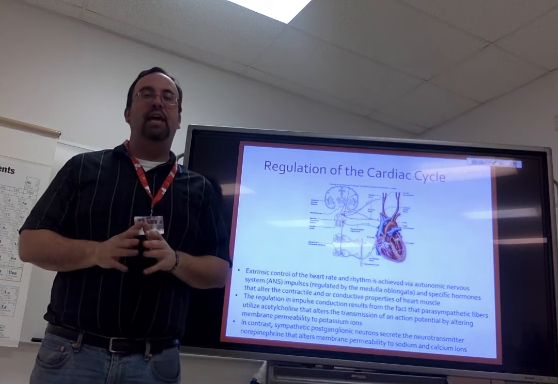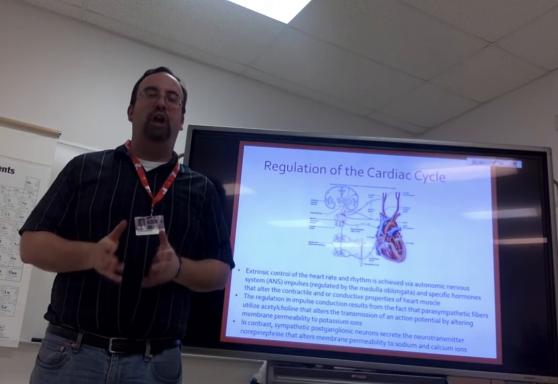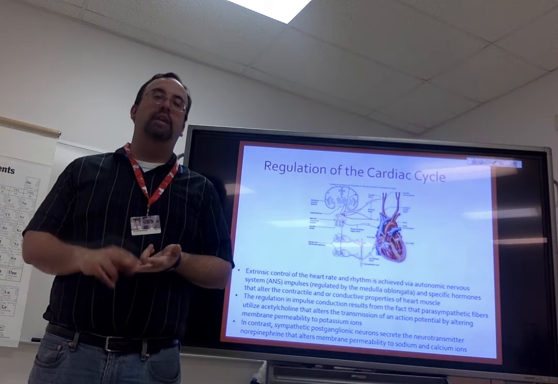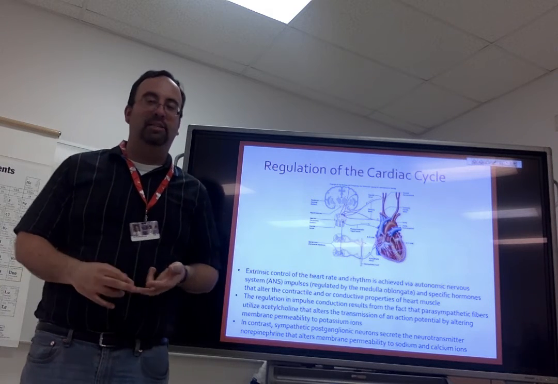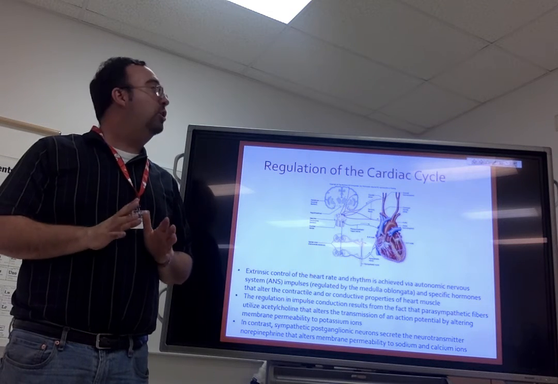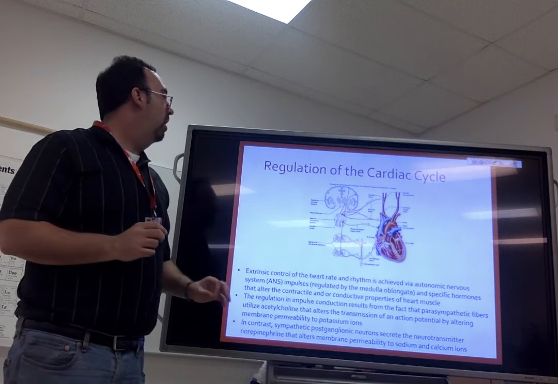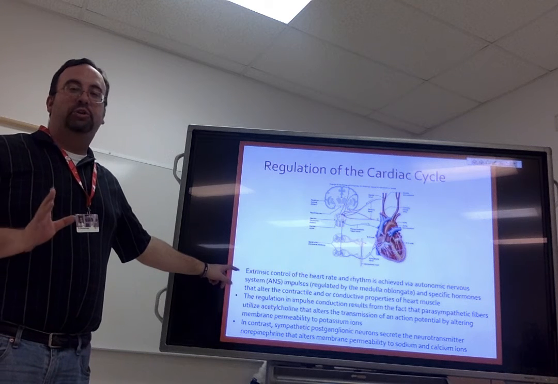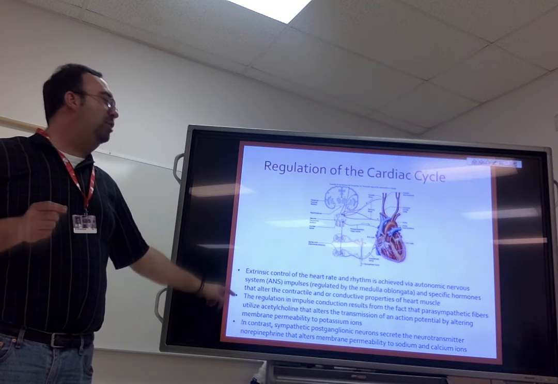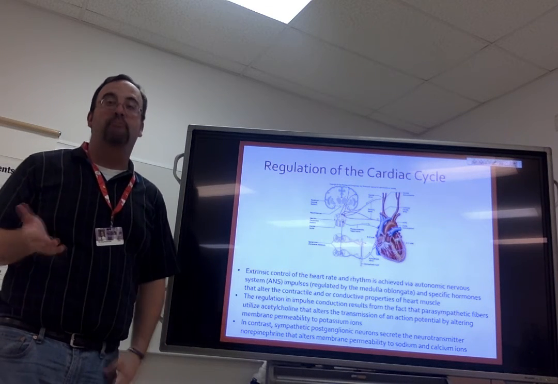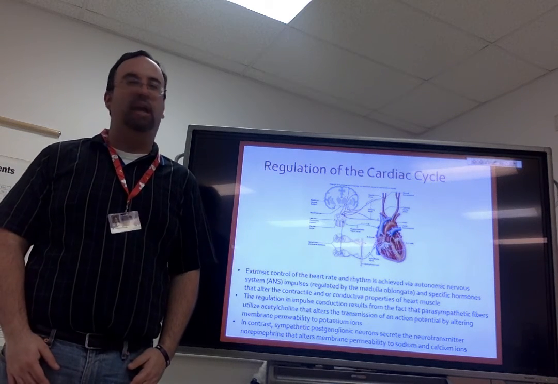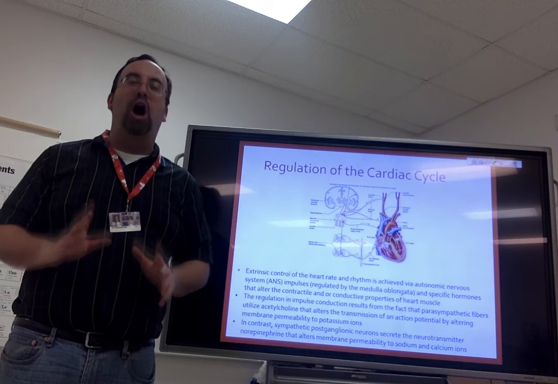I want to finish today looking at the regulation of the cardiac cycle. So just like our pH, just like our temperature in our body, again, we're trying to maintain homeostasis, and so we do need to talk just a little bit about how the cardiac cycle is regulated. All right. We have extrinsic control of the heart rate and rhythm. It's achieved via autonomic nervous system impulses, because remember, do you have to think about keeping your heart beating and pumping blood through your body? Of course not, because that's all taken care of by the autonomic nervous system.